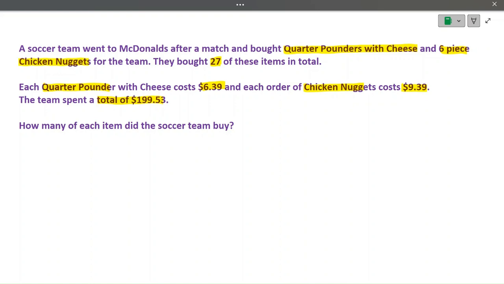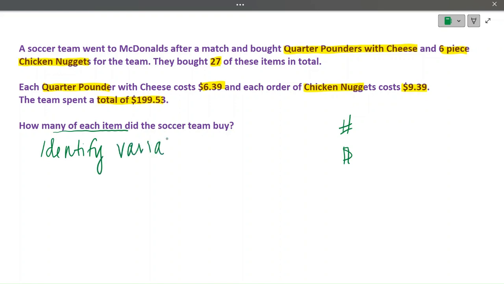So if I were to think through this, I'm asking how many of each item did the soccer team buy? So I'm trying to figure out how many quarter pounders were bought and how many chicken nuggets were bought. So I've got two things. I have the number of what's bought and I have the money. And so our two equations are going to fall into this category. So our first step is identify our variables.